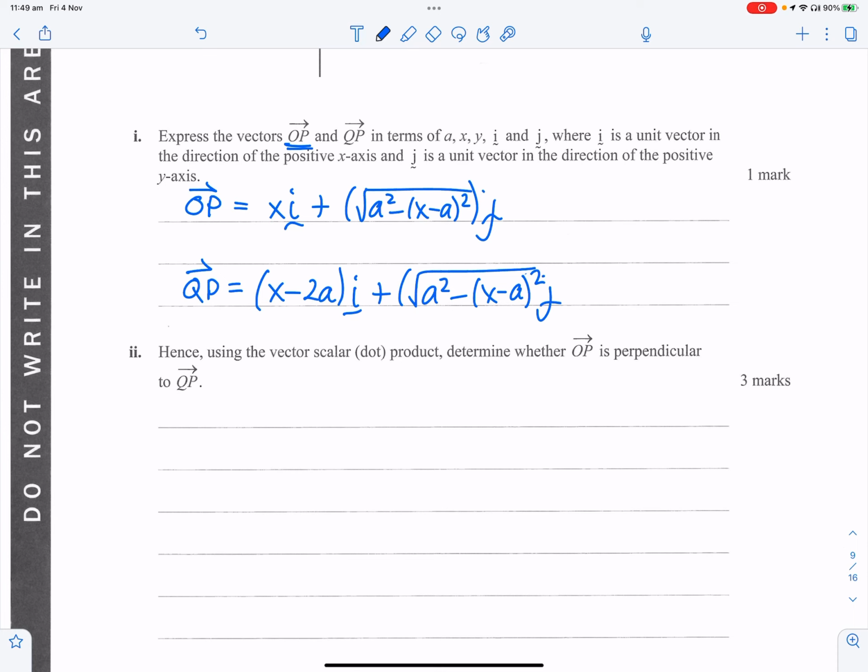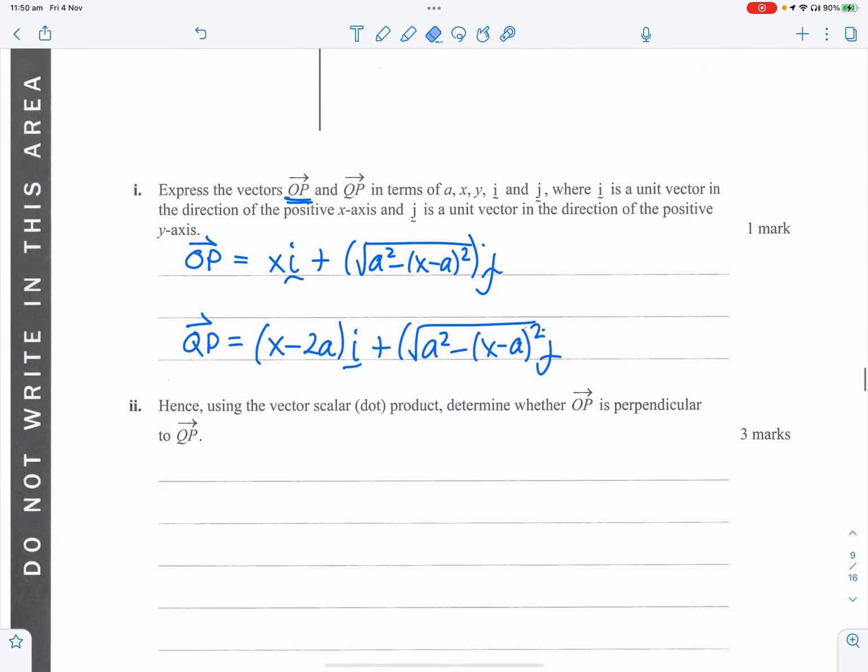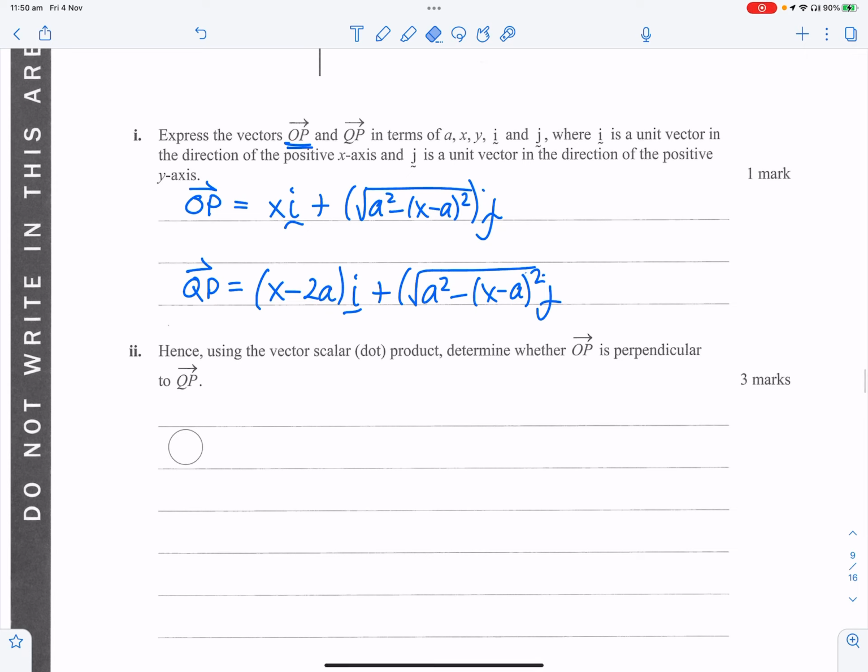Okay, using this vector scalar dot product, determine whether OP is perpendicular. So they have to be perpendicular because this is a semicircle. So that has to be a right angle. So that's what we should be aiming for. So it should equal 0. So OP dot QP, otherwise we stuff this up.